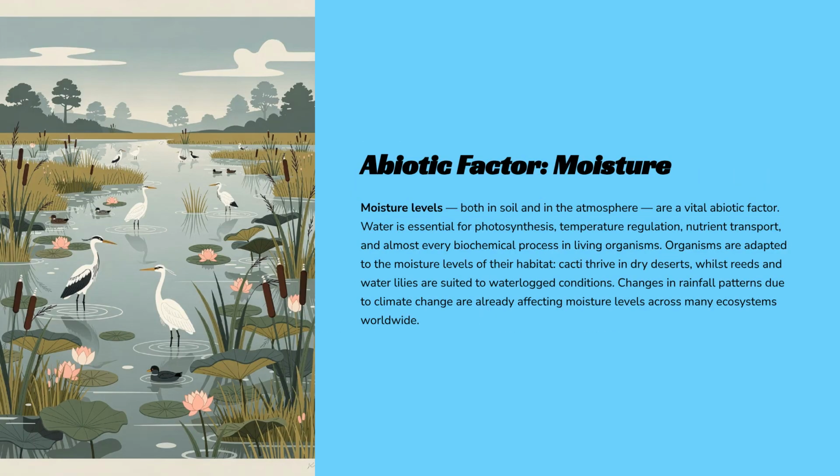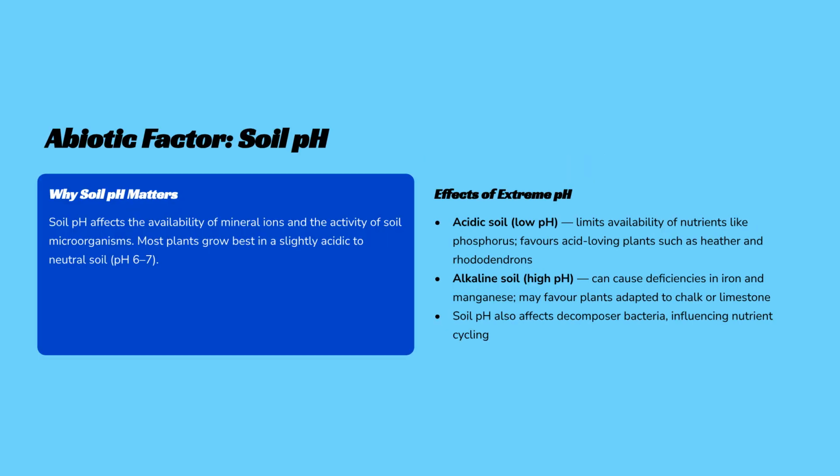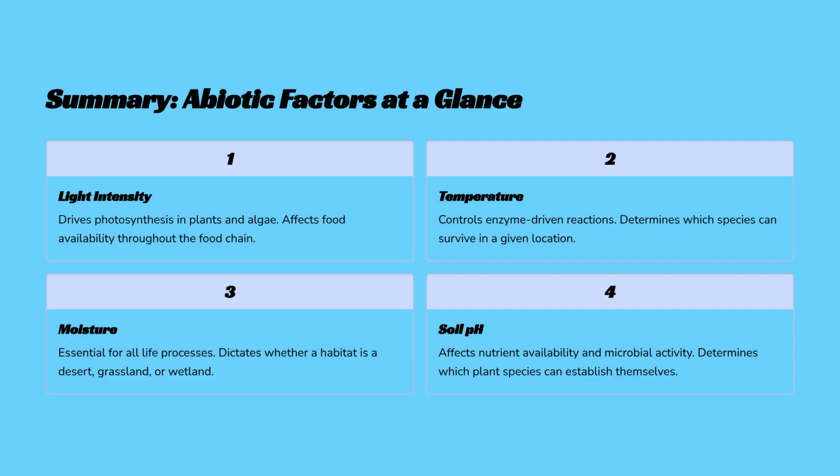Moisture is essential for all life, supporting processes like nutrient transport and photosynthesis. Organisms are uniquely adapted to their environment's water availability, whether it's a dry desert or a waterlogged marsh. Soil pH is also vital. It affects which minerals are available to plants and influences the activity of soil microorganisms. Most plants prefer slightly acidic to neutral soils to thrive. To summarize, light intensity powers photosynthesis, temperature regulates enzyme activity, moisture sustains vital life processes, and soil pH dictates nutrient availability. All are fundamental to ecosystem health.